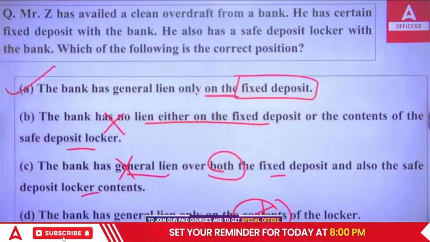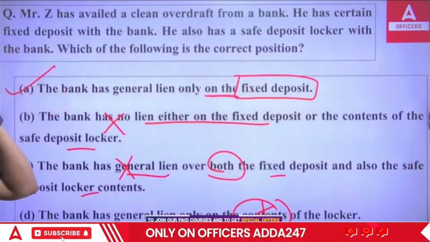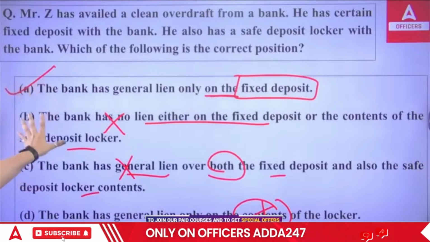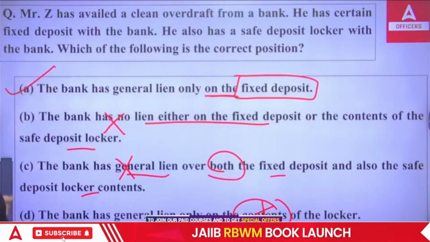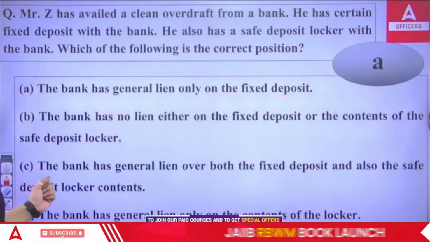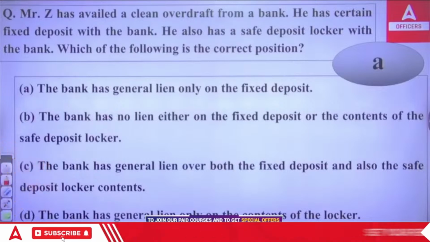The general lien. There are two types of lien, na? General lien and specific lien. So the general lien applies only on the fixed deposit. Okay, so the right answer is A. Okay, the right answer is what? It is A.